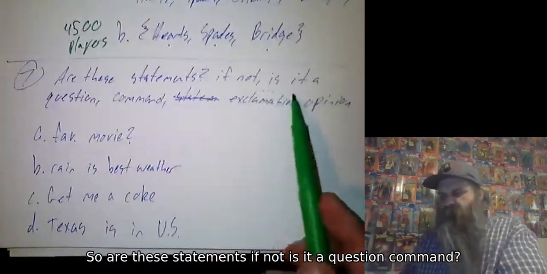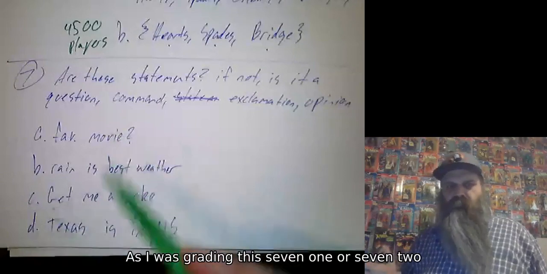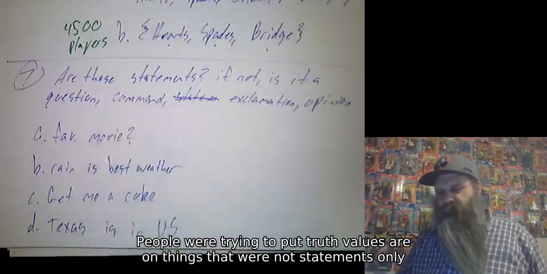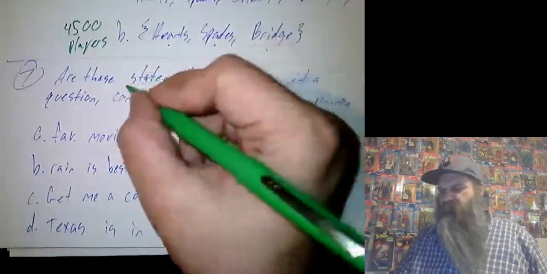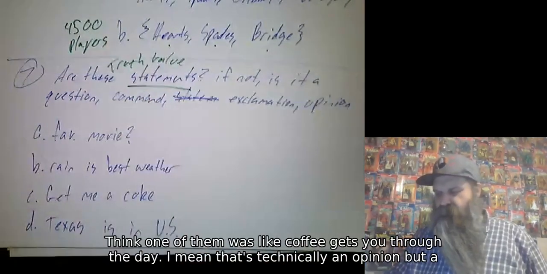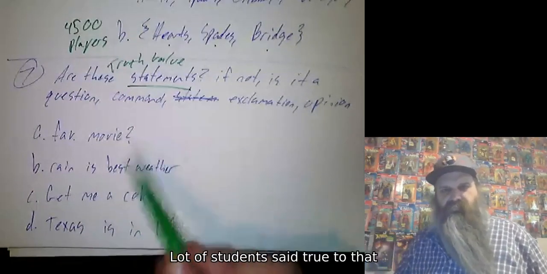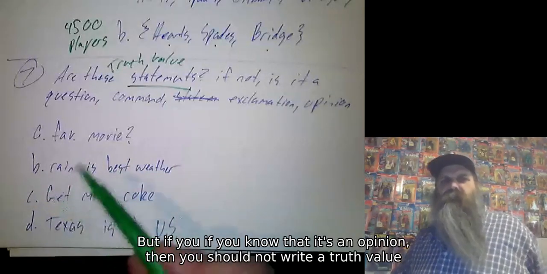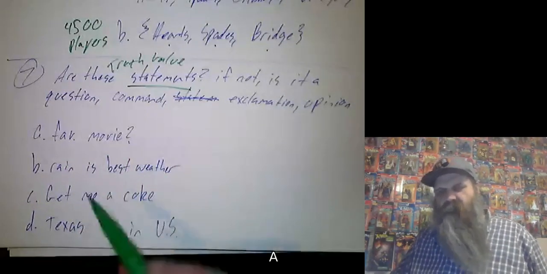So, are these statements? If not, is it a question, command, exclamation, or opinion? As I was grading this 7.1 or 7.2, people were trying to put truth values on things that were not statements. Only statements have a truth value. I think one of them was like coffee gets you through the day. I mean, that's technically an opinion, but a lot of students said true to that. But if you know that it's an opinion, then you should not write a truth value.